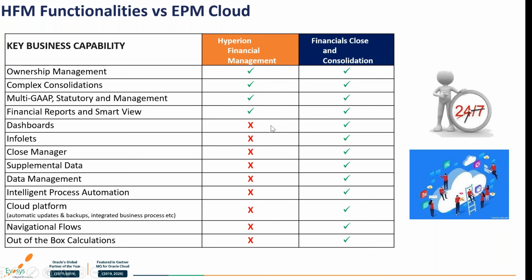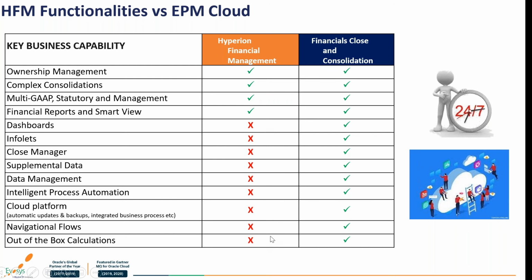So basically, in the on-premise version of HFM that you may be using right now, you don't have features like dashboards, infolets, the close manager, and the ability to have supplemental data so that balance sheet data can be modified before consolidation is run. Data management you have to buy separately, for example, you have to procure FDMEE licenses and so on. And then intelligent process automations, the user-friendly navigation flows where you can have custom navigation flows by the process or by the entities, and also the benefit of out-of-the-box calculations.